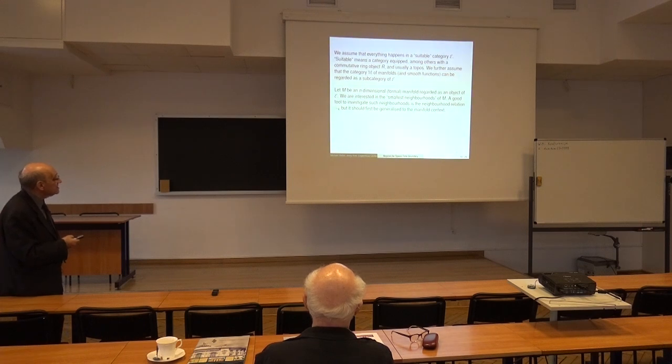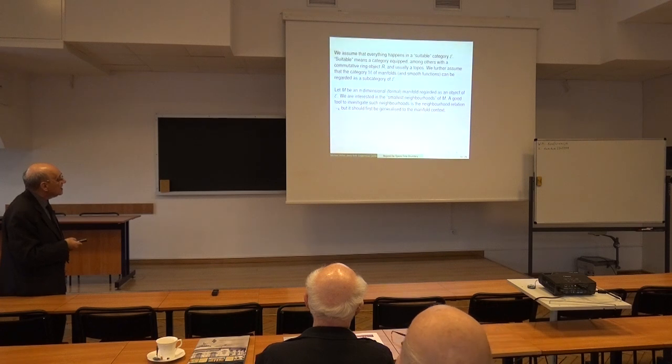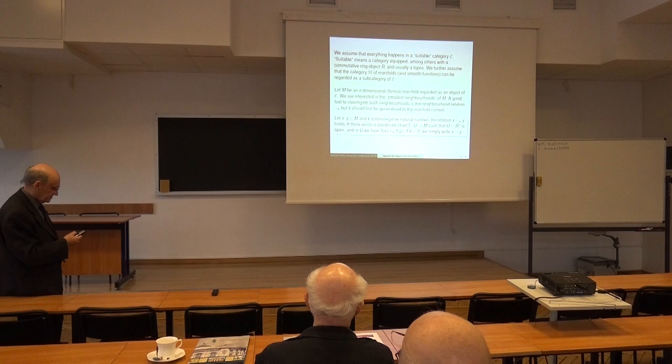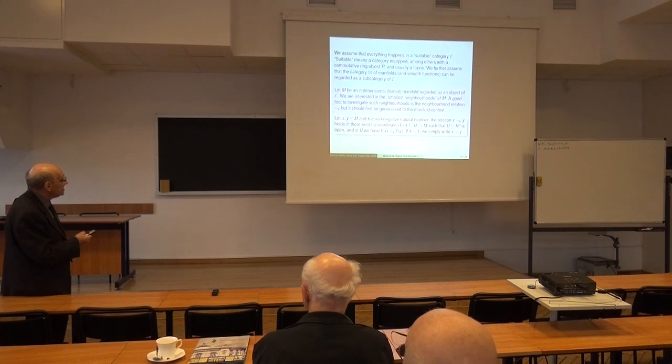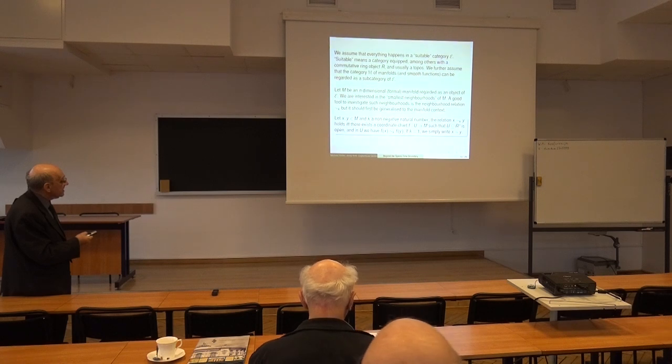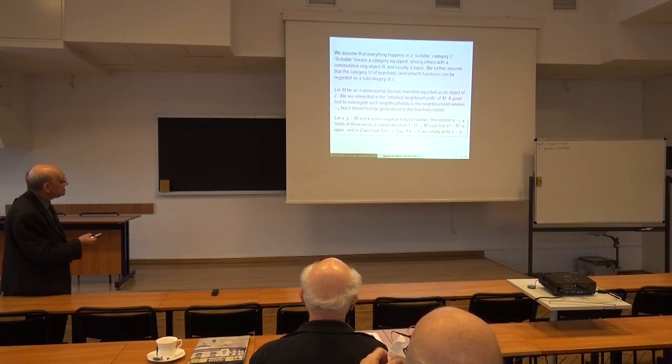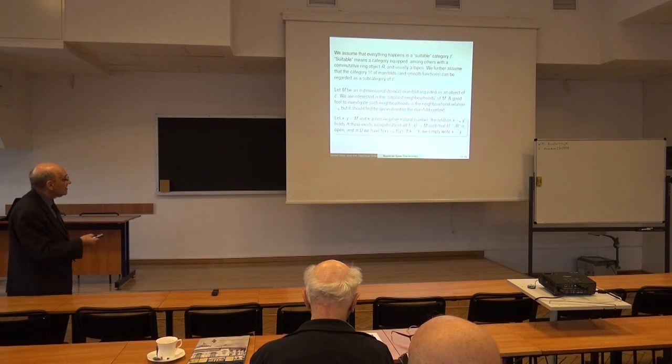Let M be an n-dimensional manifold. In a moment I will define formal manifold, regarded as an object of the category E. So M is an object of E, and we are interested in the smallest neighborhoods of M. A good tool to investigate such neighborhoods is a neighborhood relation, this relation. But first it should be generalized to the manifold concept, and it is very simple. We take two points of this manifold and a non-negative number k, and this relation holds between these two points if there exists a coordinate chart f from U open to M, a map, and if we have that f of x is k-related to f of y in this way. We simply will write like that if k is 1.